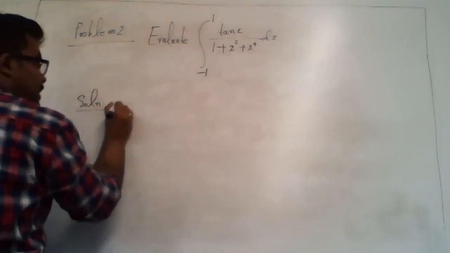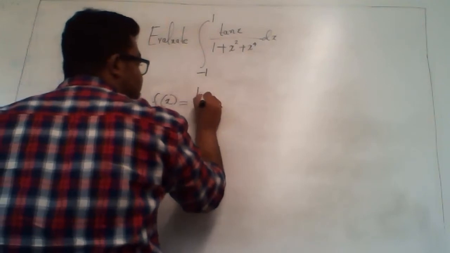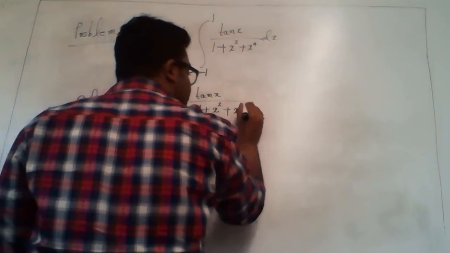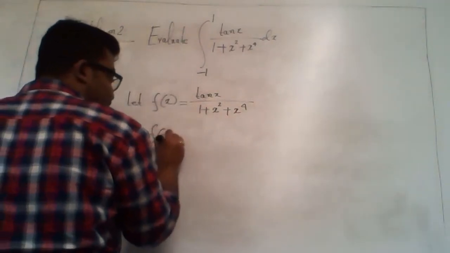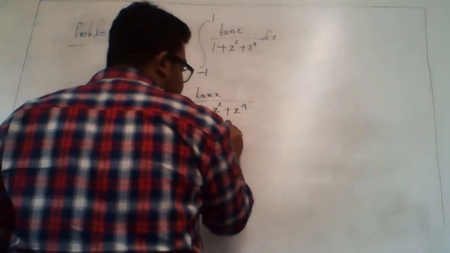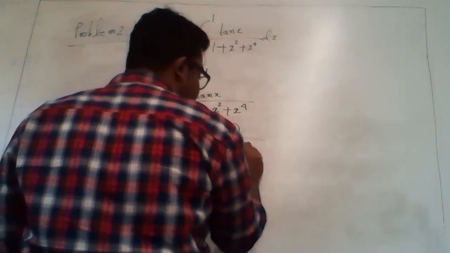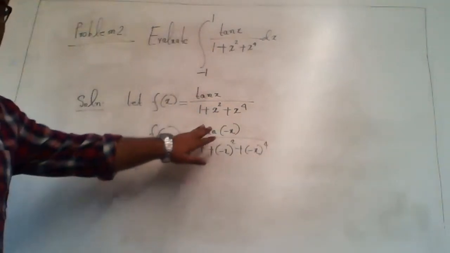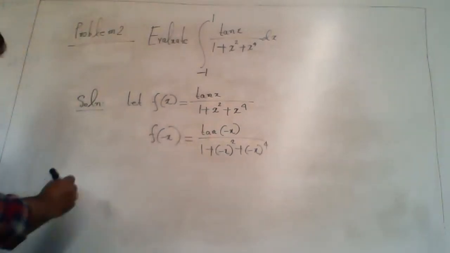So let f(x) equal tan x divided by 1 plus x squared plus x to the power 4. So let's take f of minus x. So I have tan of minus x divided by 1 plus minus x whole squared plus minus x whole to the power 4, right? So we have to find out the value of tan of minus x. So what is tan of minus x?